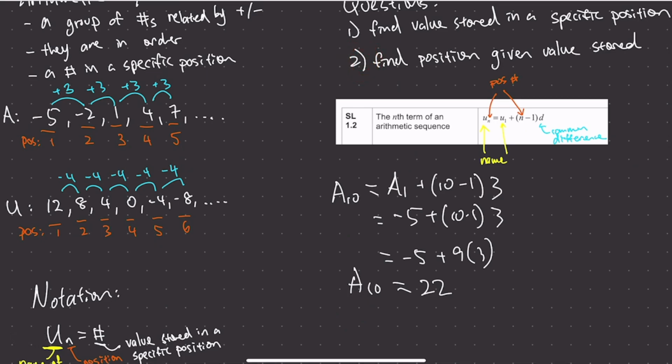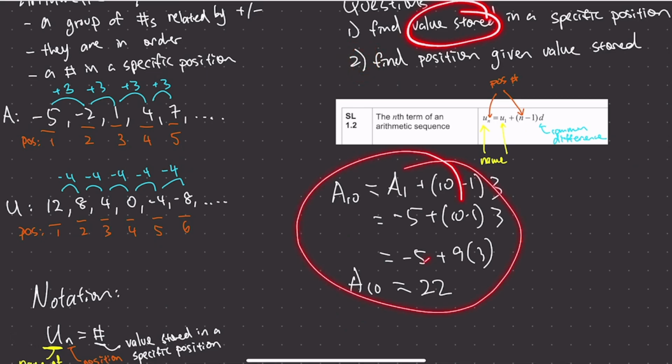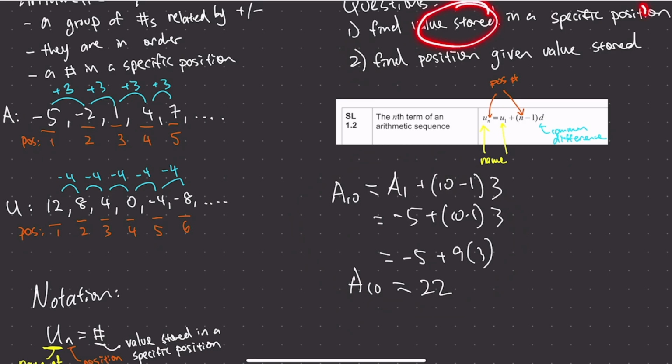So in this specific example, we found a value stored in a given position, because we wanted to find the value stored in position 10, right? Now the second example will be to find a position given a value stored.